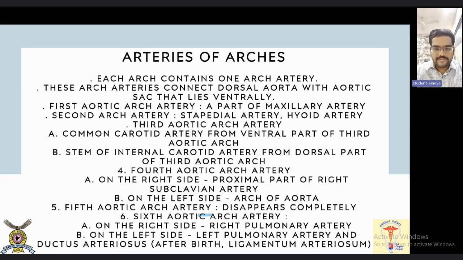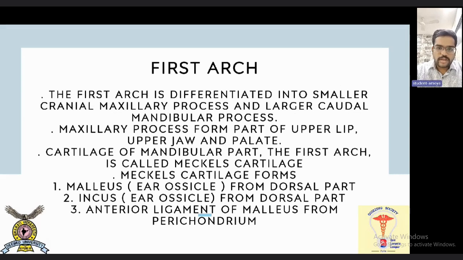This is an important fact for all of us students to remember, because this has been asked as a question in PG entrances before. Then sixth aortic arch artery, similar to the fourth aortic arch artery, has got a preference to sides. On the right side, right pulmonary artery. On the left side, left pulmonary artery and ductus arteriosus. Now, what does ductus arteriosus form after birth? Ligamentum arteriosum.